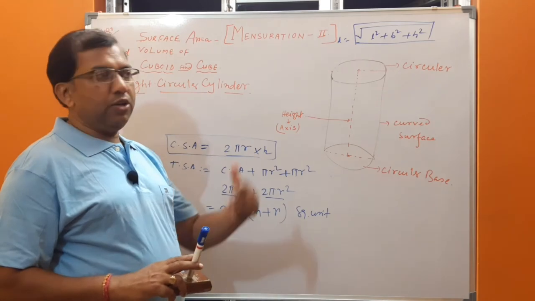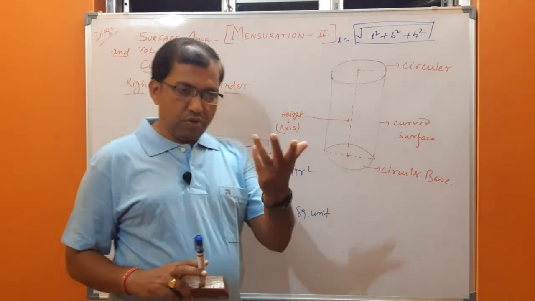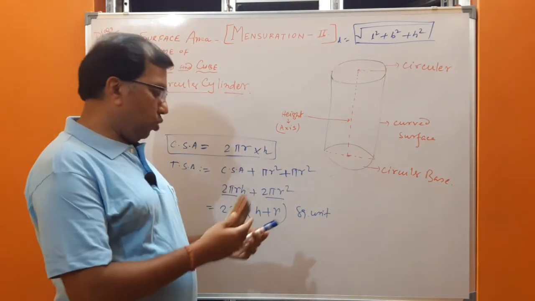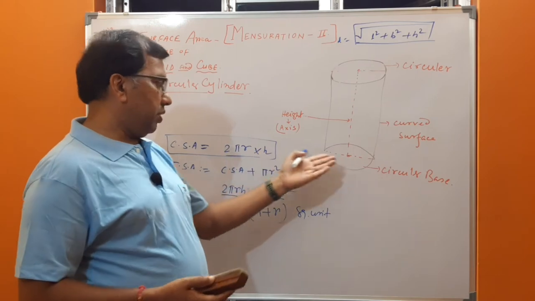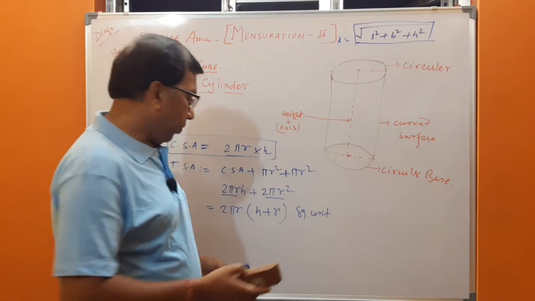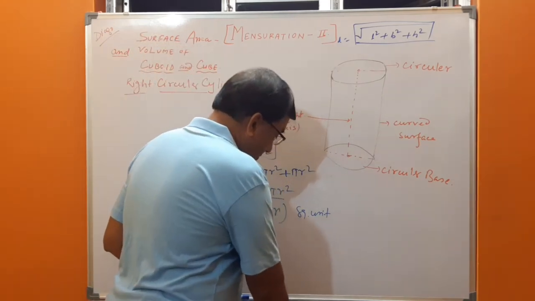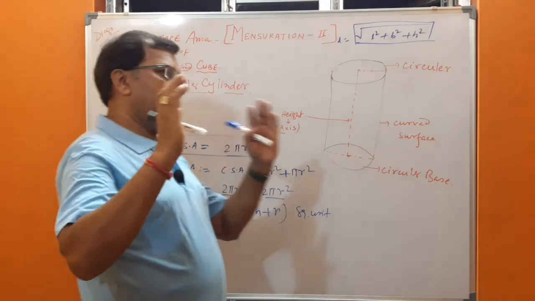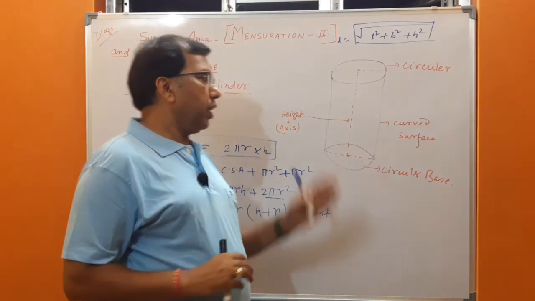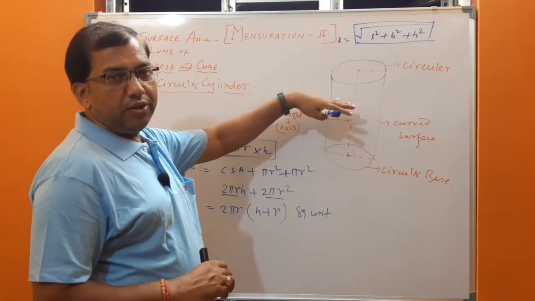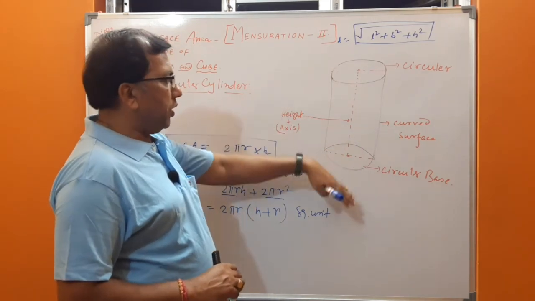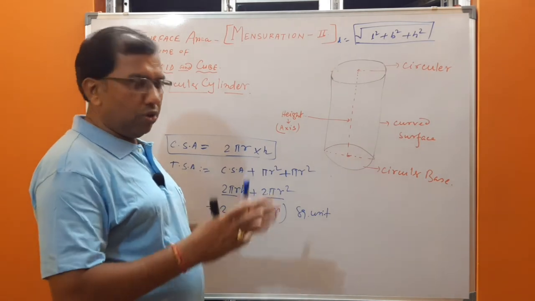A question will come: find the total cost to paint a circular pillar whose radius will be given, and the height will be given. In that case you have to find out, very cautiously, what is given and what you have to find: the curved surface area or the total surface area. In some cases only the base will be excluded, or both bases will be excluded.